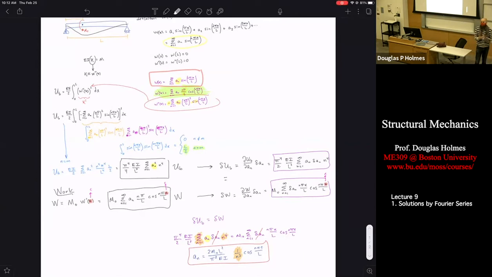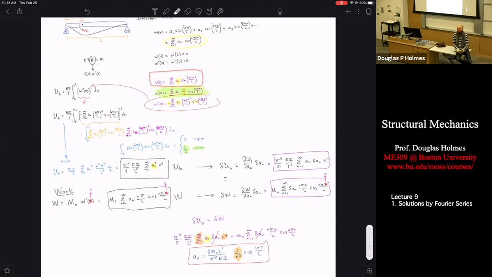The reason it doesn't work is because it doesn't match the boundary conditions. For the Fourier series method, you have to pick a function that satisfies the boundary conditions. The next method we'll look at is slightly different. It looks really similar and is super commonly used. It's called the Rayleigh-Ritz method, and in that case, you only have to satisfy some of the boundary conditions.